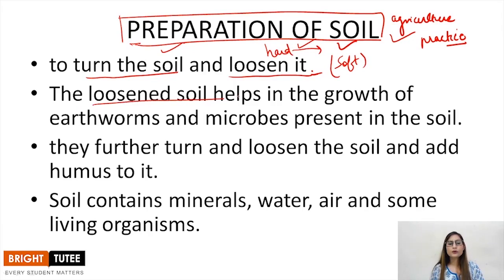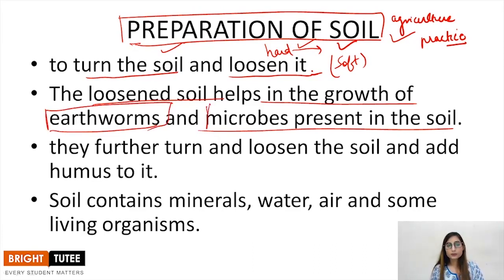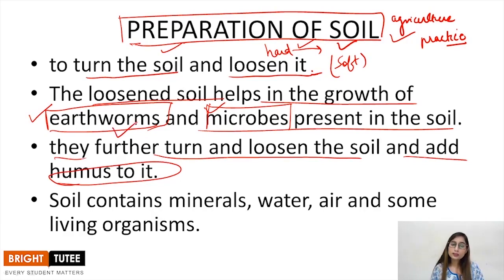The loosened soil helps in the growth of earthworms and microbes present in the soil, right? The loosened soil basically helps in the growth of earthworms and microbes. Now students, how are earthworms and microbes helpful? Let us see. They further turn and loosen the soil and add humus to it. These earthworms further turn and loosen the soil, both of them, earthworms and microbes. So they are helpful to us, right?